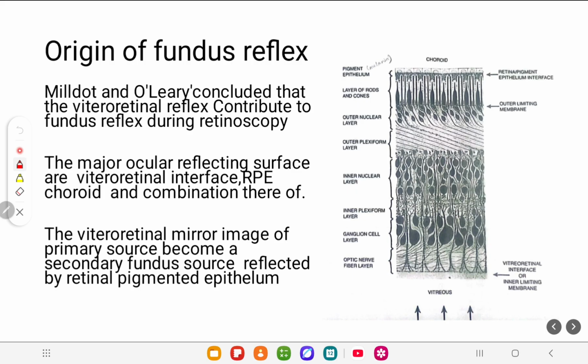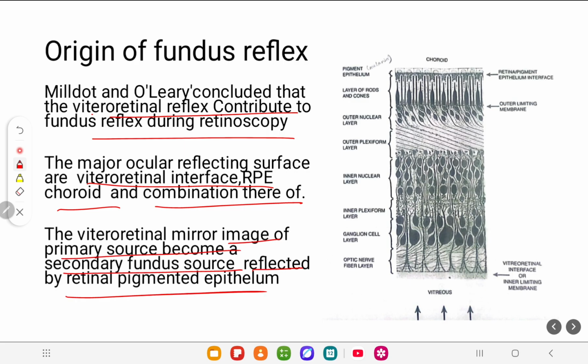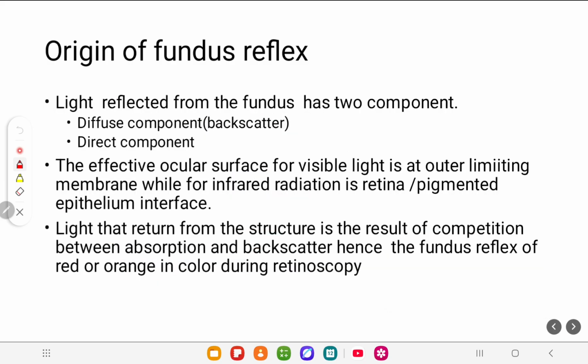So let's discuss the origin of the fundus reflex, where the fundus reflex originates. Mildred and Leary concluded that the vitreoretinal reflex contributes to the fundus reflex during retinoscopy. They concluded that the major ocular reflecting surfaces are the vitreoretinal interface and the RPE-choroid combination. The vitreoretinal mirror image primary source becomes a secondary source and is reflected by the retinal pigment epithelium.